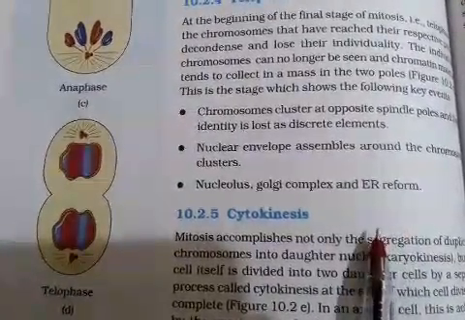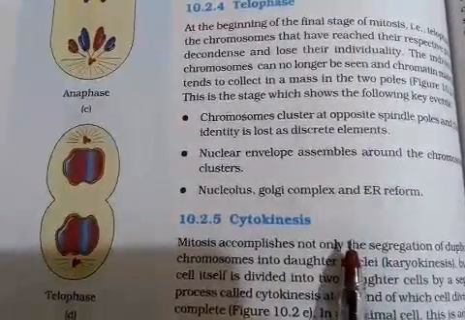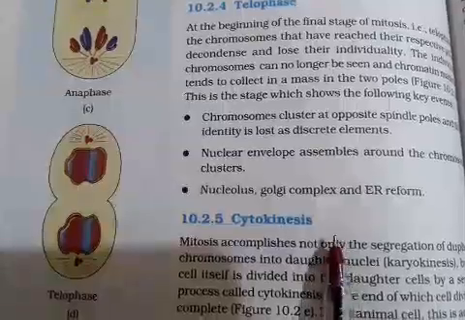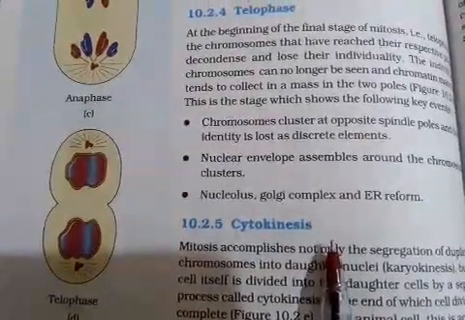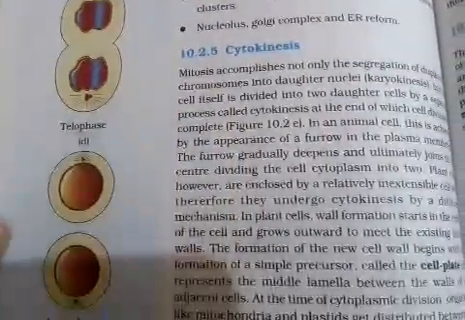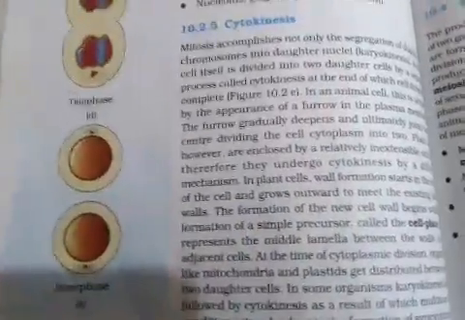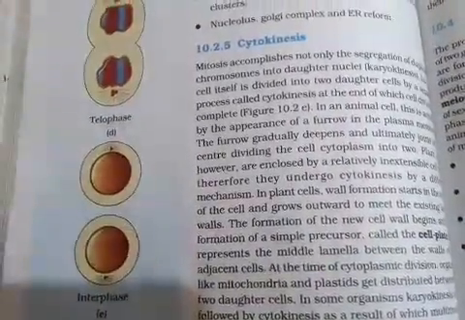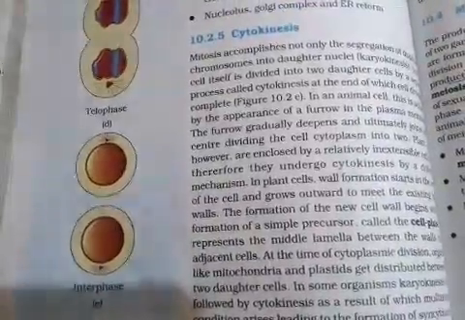So the four phases are prophase, metaphase, anaphase and telophase, in which the division of the nucleus takes place. All these phases are considered as karyokinesis. Karyo means nucleus, kinesis means movement or separation. So next is cytokinesis. What is cytokinesis? Cyto means cell or cytoplasm, kinesis means division.